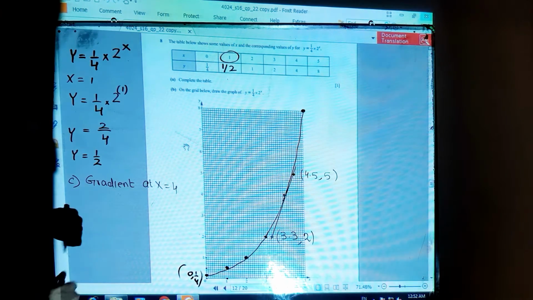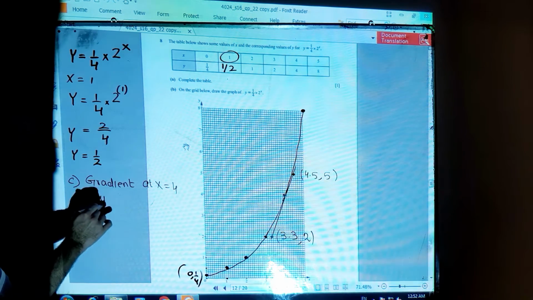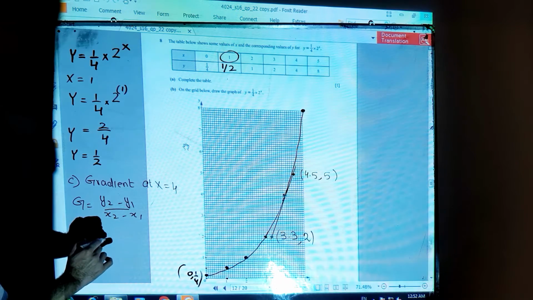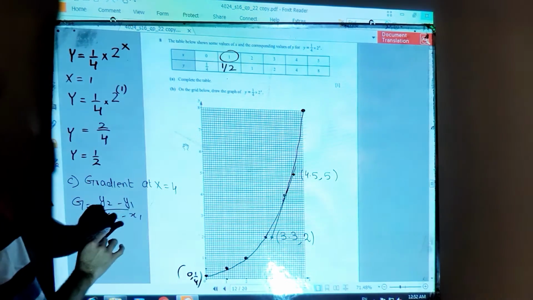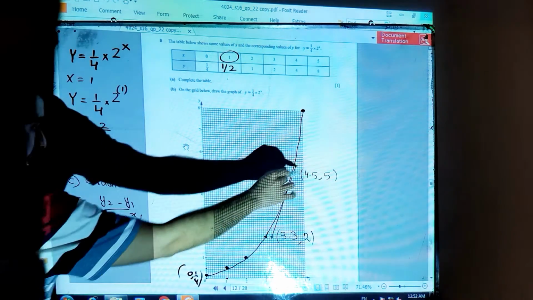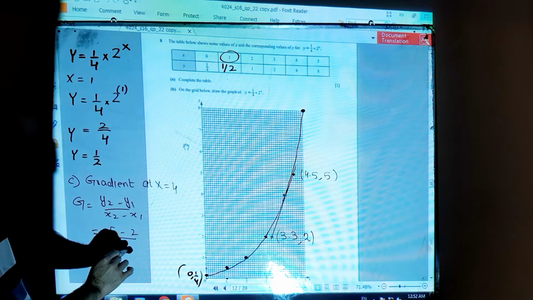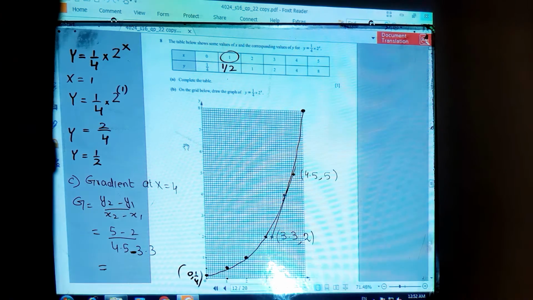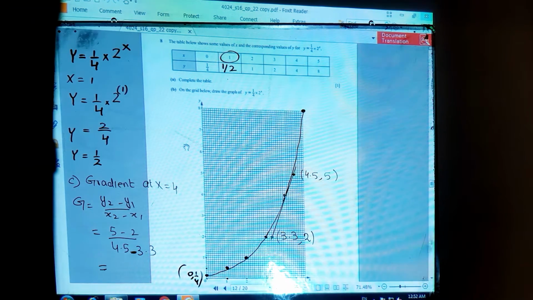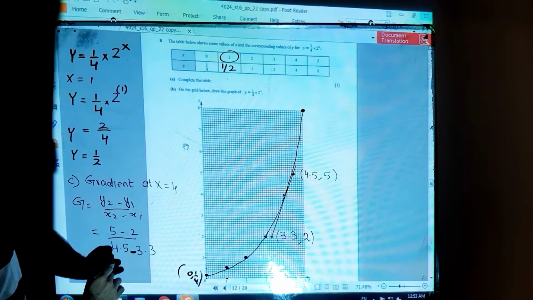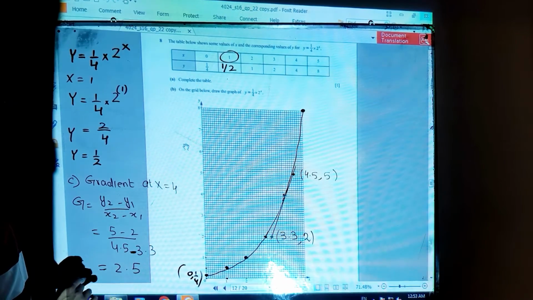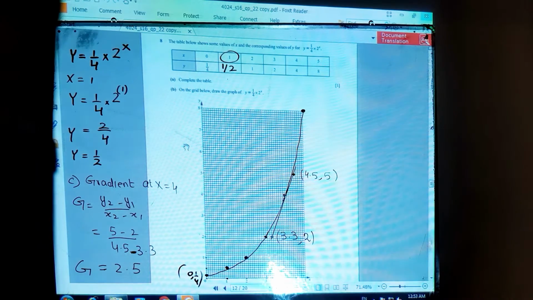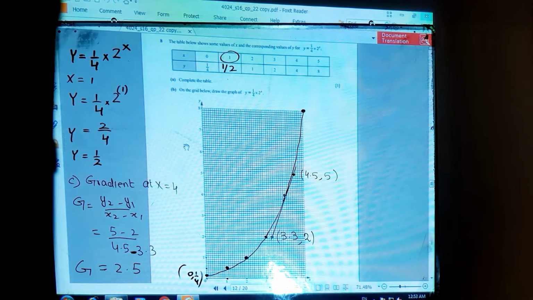Now find the gradient. As you know, the gradient is y2 minus y1 over x2 minus x1, that will be equal to 5 minus 2 over 4.5 minus 3.3. The answer is 2.5. So the gradient at x equal to 4, by drawing a tangent line at this point, is 2.5. Let us see the next part.